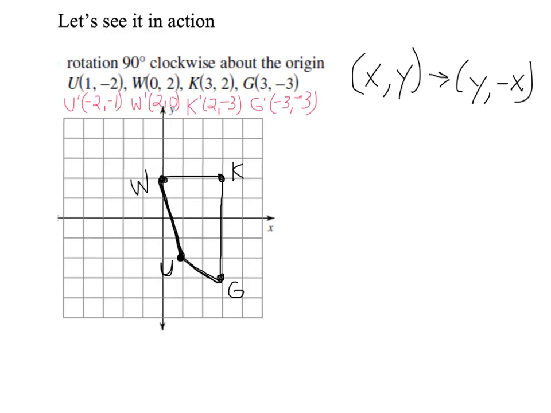Now I just need to plot these points on the coordinate plane. U prime goes to negative 2, negative 1. W prime goes to 2, 0. K prime is located at 2, negative 3. And G prime is located at negative 3, negative 3. Now I connect the dots. And there we have the original shape rotated 90 degrees clockwise about the origin.